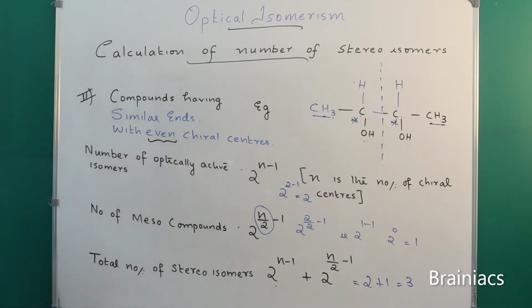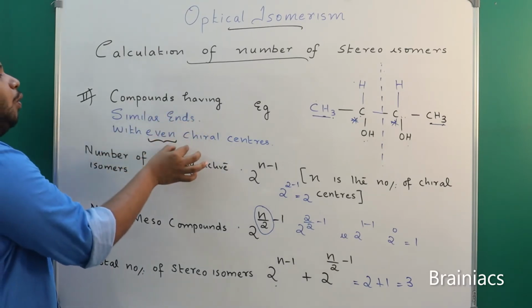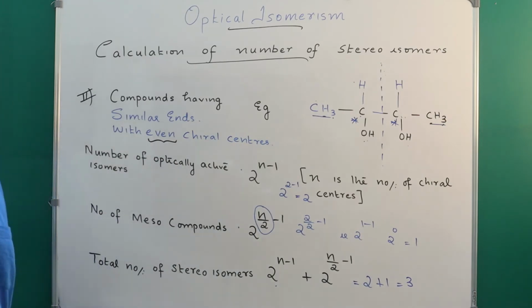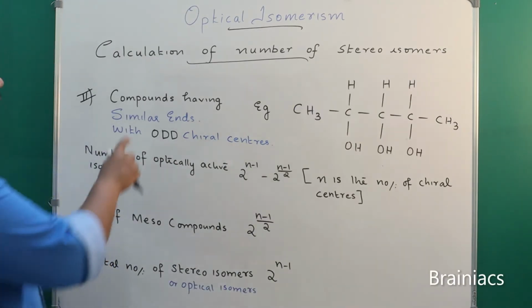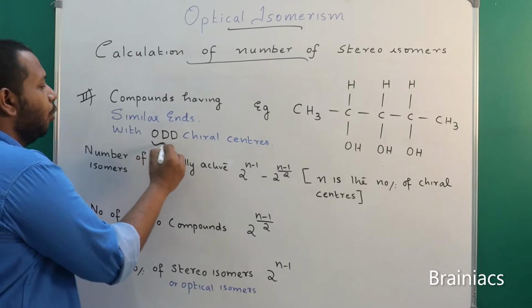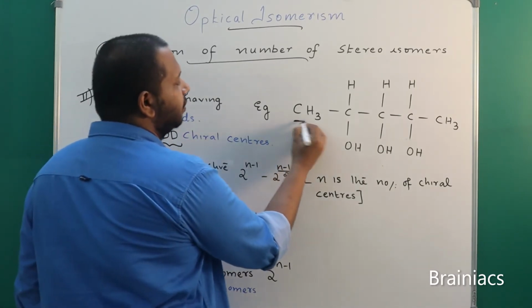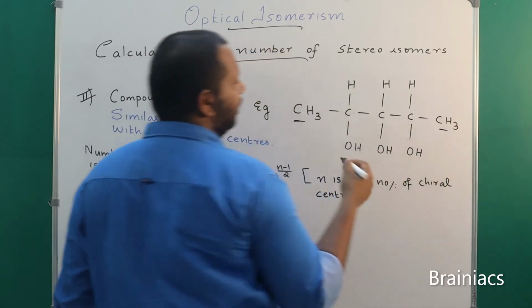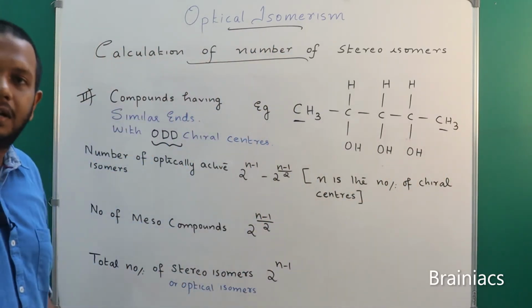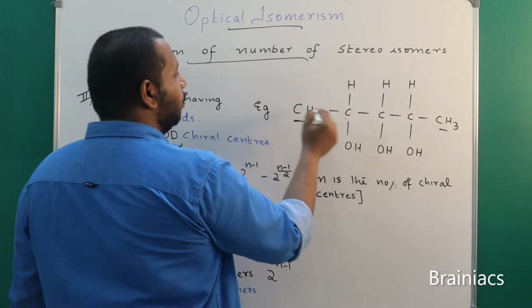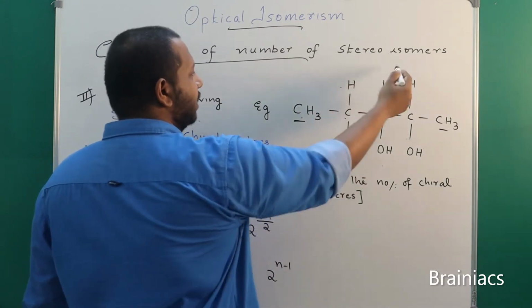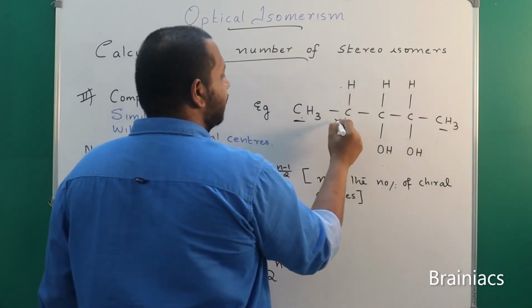Next we will discuss compounds having similar ends with an odd number of chiral centers. So here if you can see similar ends, CH3 is here, here also CH3. But if you look at the number of chiral centers, you can see this carbon, one is CH3, one is OH, one is H, and the other is a big group. So this is a chiral center.